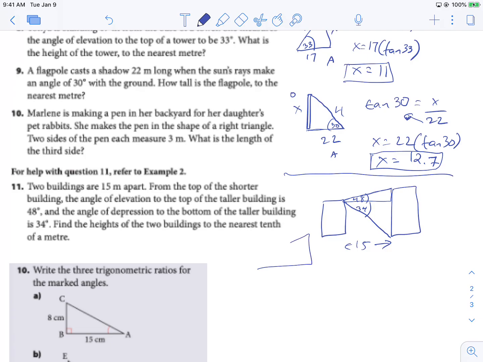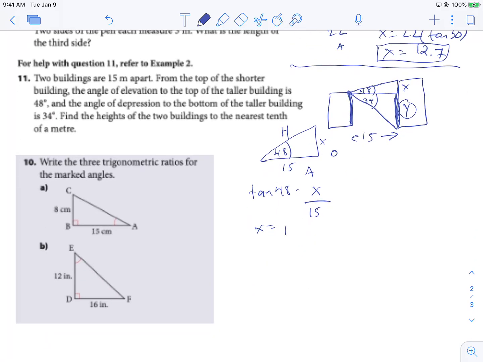So the first triangle we know is 48, and the bottom of it is 15. We're always interested in these values here, our x and our y. And conveniently, if you look at this y value, this height here is also going to be the exact height of this building, which is great. So let's solve for x first, and then we'll worry about solving for y after. This is our opposite, this is our adjacent, this is our hypotenuse. So we have tan 48 equals our opposite, which is x, divided by our adjacent, which is 15. So we end up with x equals 15 times tan 48.